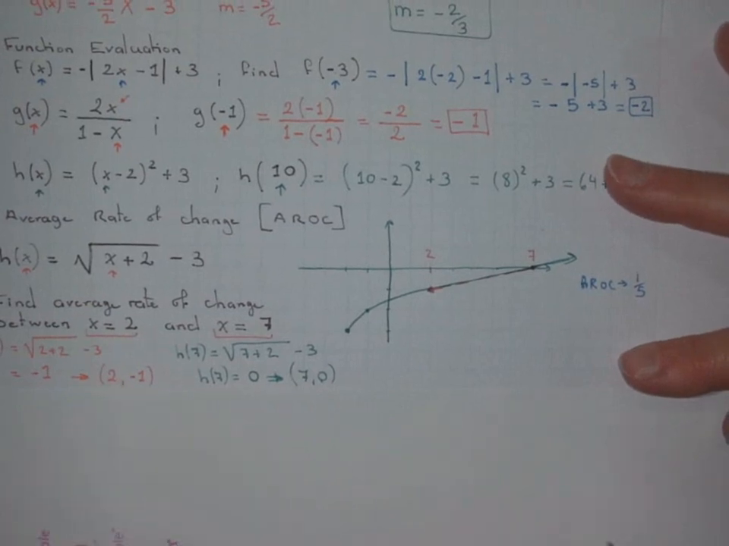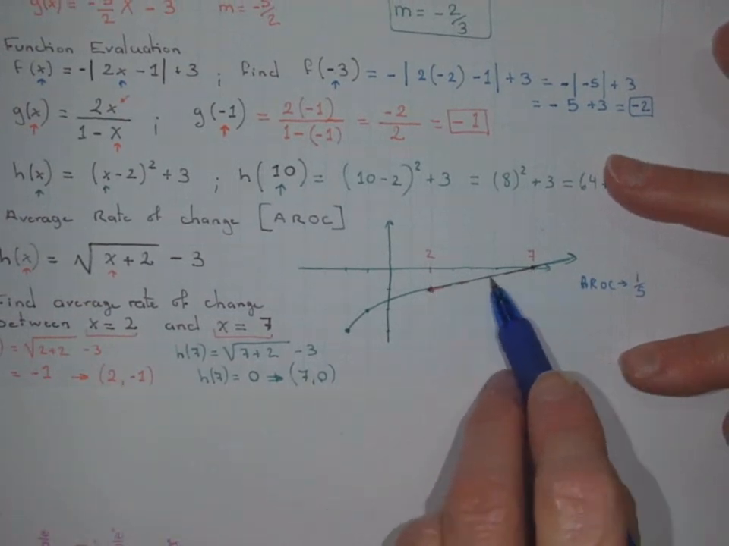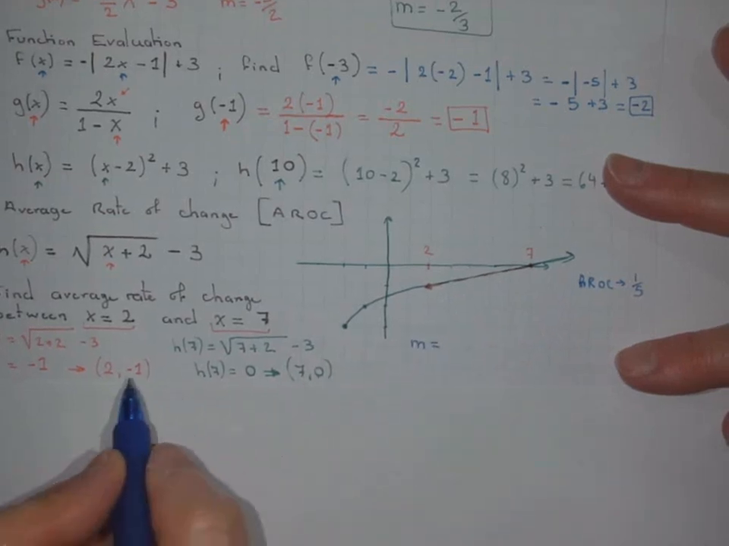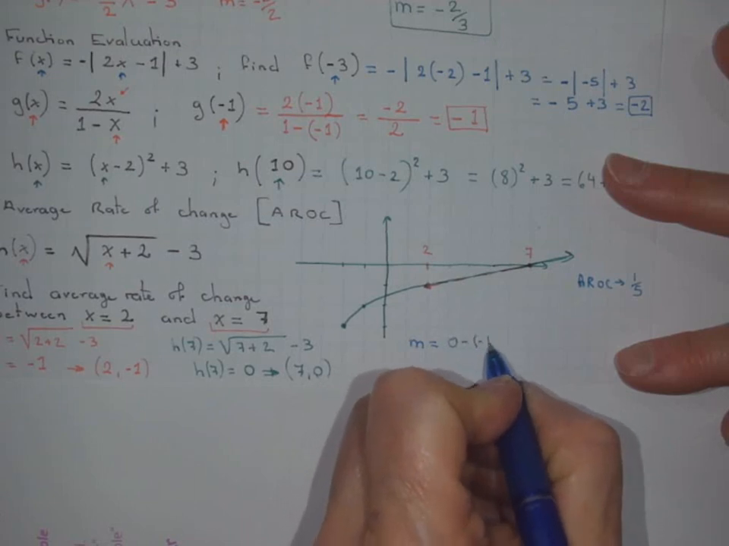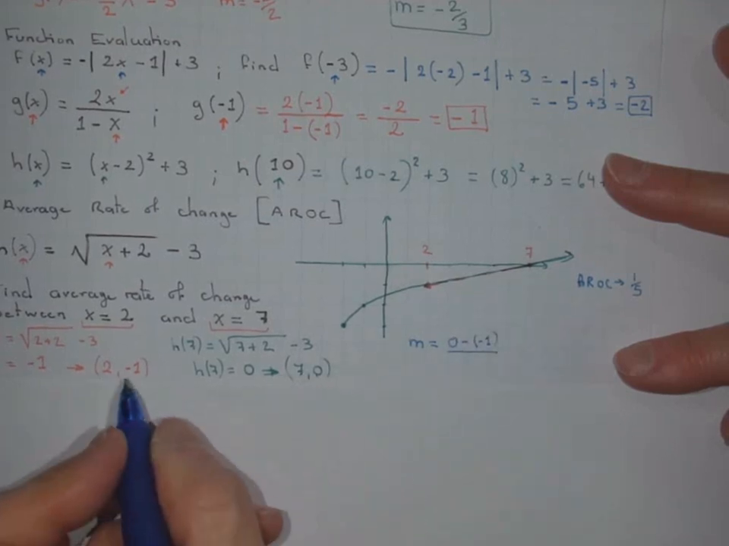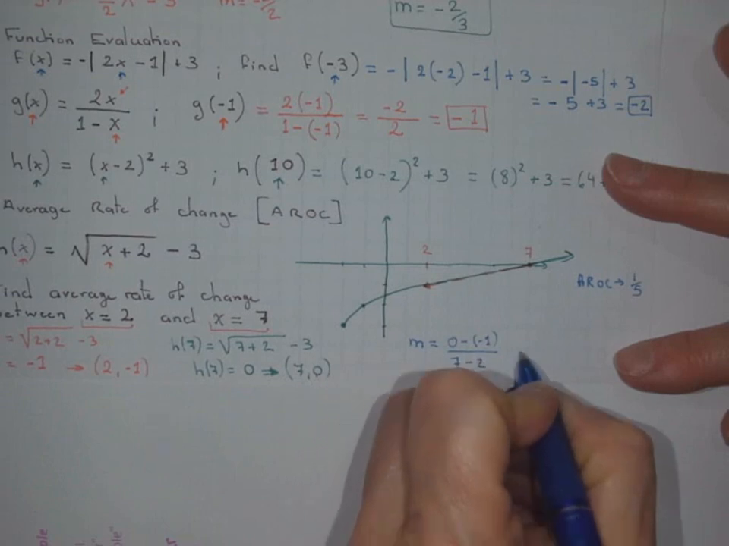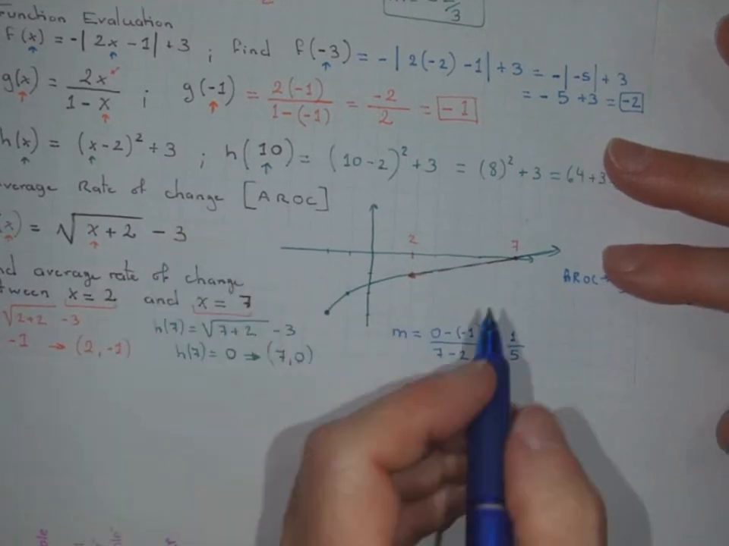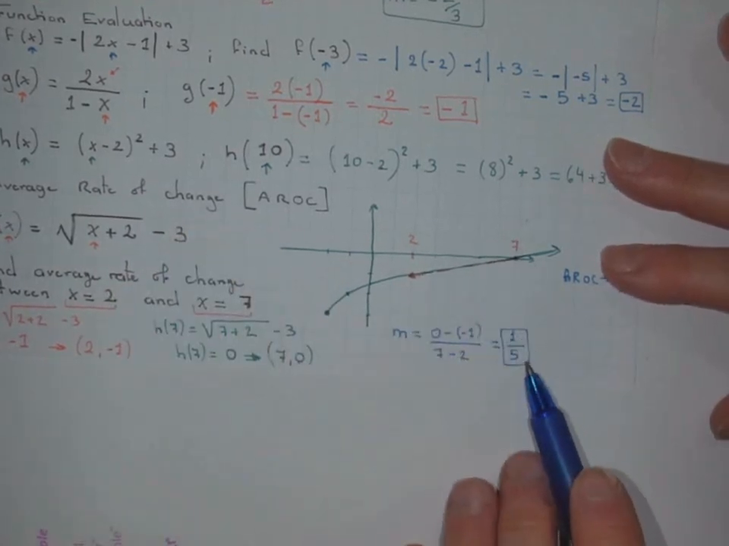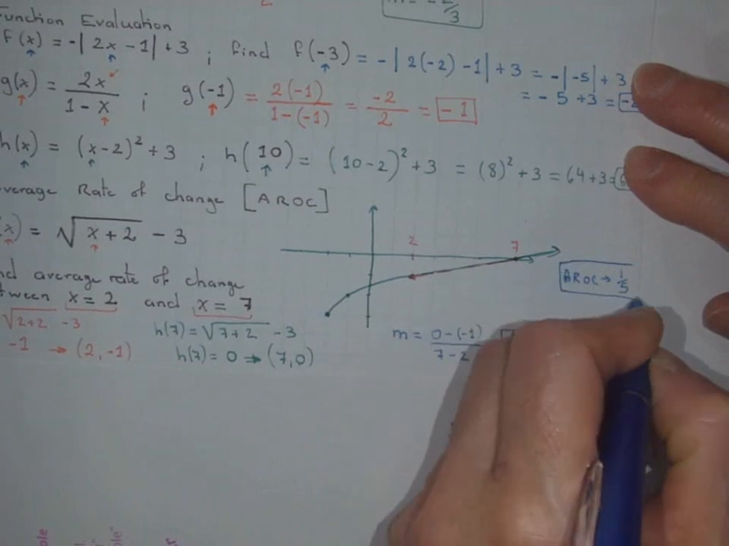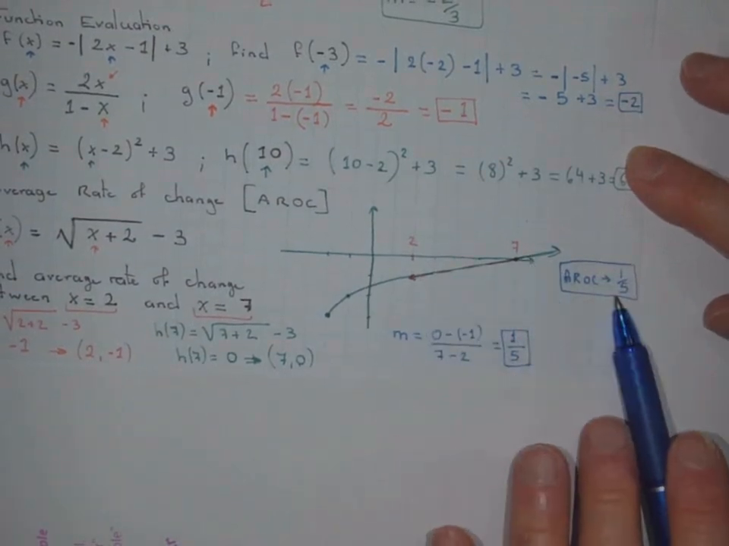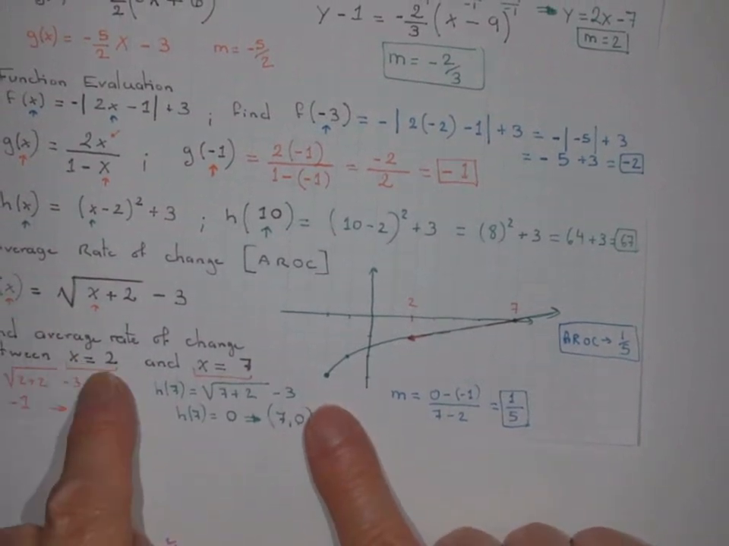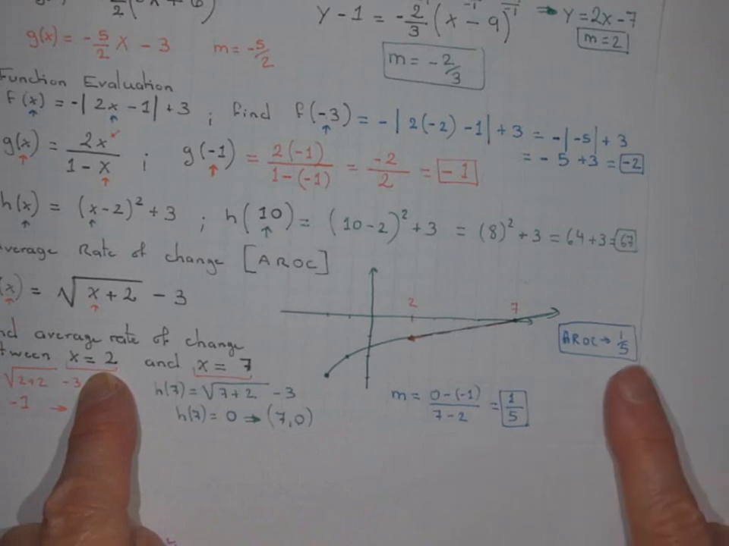So the slope between those 2 points, if I would draw a line between those 2 points, would be m is equal to y2 minus y1, so 0 minus negative 1, over x2 minus x1, so 7 minus 2. Negative negative becomes a positive, and 7 minus 2 is 5. And so the slope between those 2 points is 1/5, and the average rate of change we said was 1/5 by looking at the graph. So that's what that would be. The average rate of change of h of x between x equals 2 and x equals 7 is actually 1 over 5.